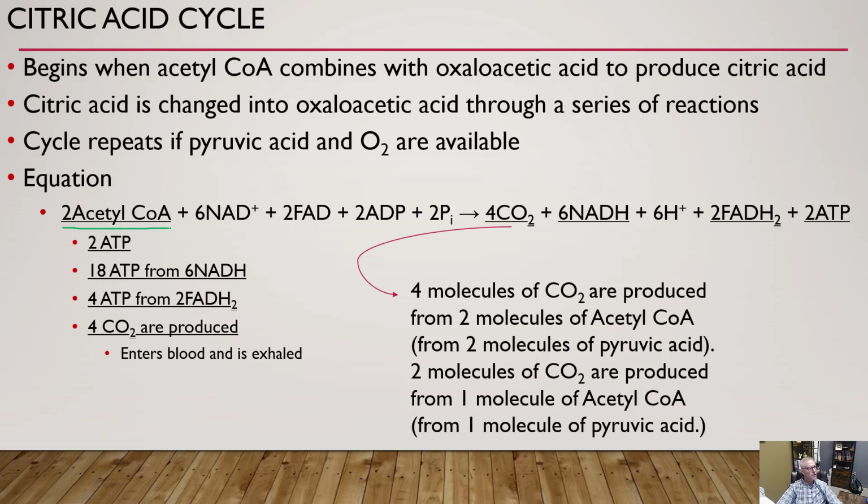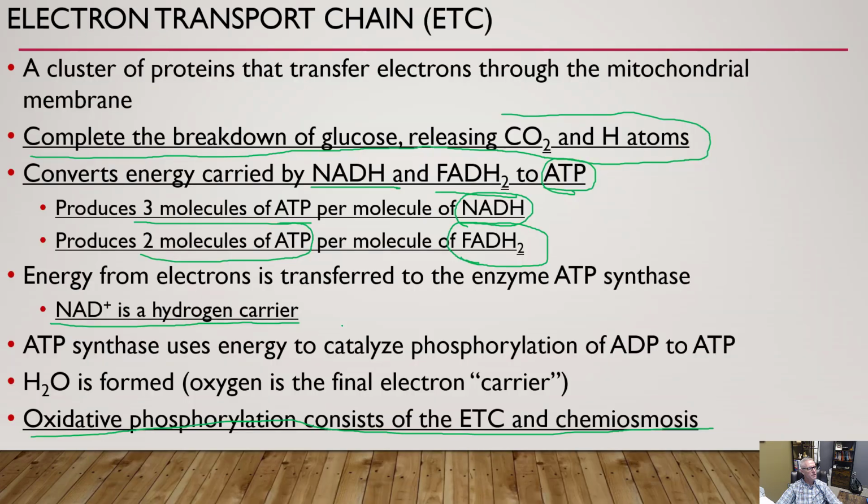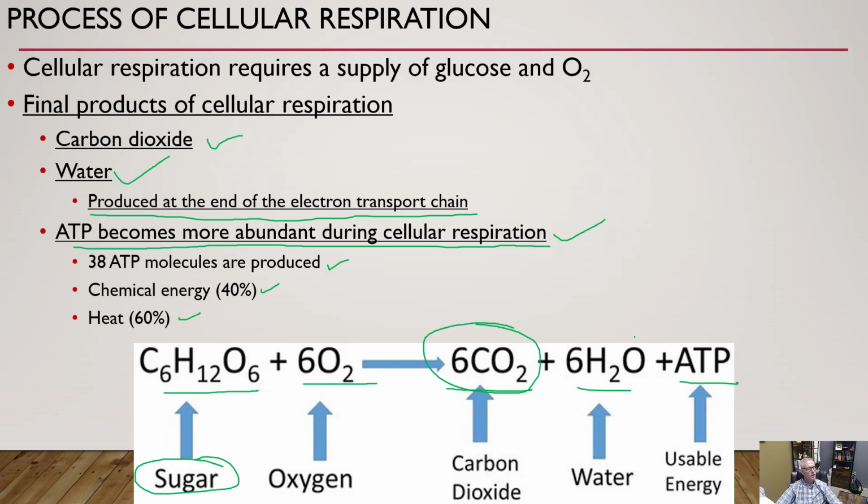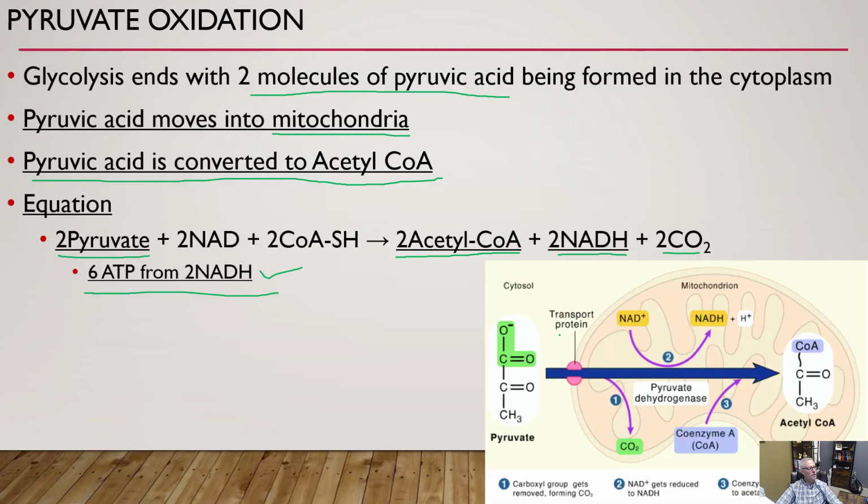So we start out with our 2 molecules of acetyl-CoA, and we produce carbon dioxide, 6 NADHs, 2 FADH2s, and 2 direct ATPs. Our 6 NADHs go to the electron transport chain. 6 times 3 is 18. Then our FADH2s go to the electron transport chain, where they produce 2 molecules of ATP per FADH2. So 2 times 2 is 4. And then carbon dioxide just goes into the bloodstream, and we exhale that. The only reason I put this on this slide is because carbon dioxide is produced here as one of the final products.